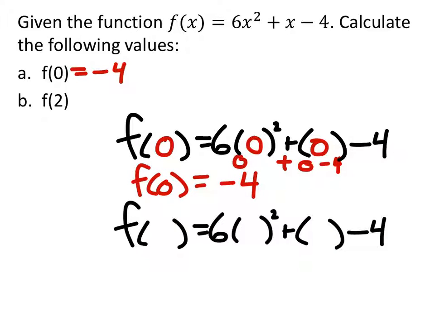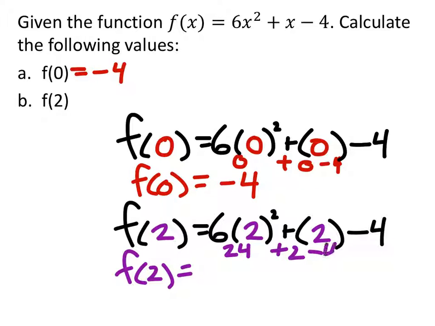The next one has an x value that's 2, f of 2. So I replace all the x values on this one with 2. So I get f of 2 equals 6 times 2 to the power of 2, which should give us 24. That's going to remain a plus 2 minus 4. And what do we get on that one? 22. So f of 2 would be 22. And that is how we would evaluate these functions based on them showing us the value of x in function notation.